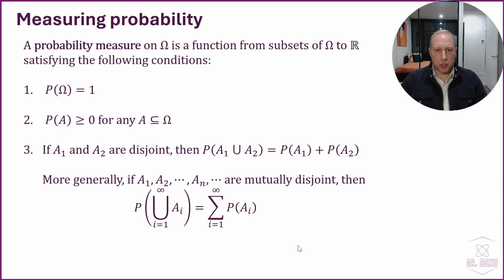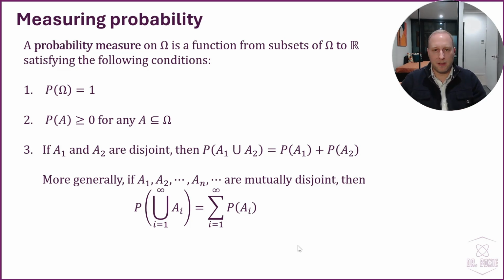So any function that takes as its input subsets of omega, in other words, events, and it outputs a real number with those three conditions will be known as a probability measure, and that is how we define the word probability of some event.